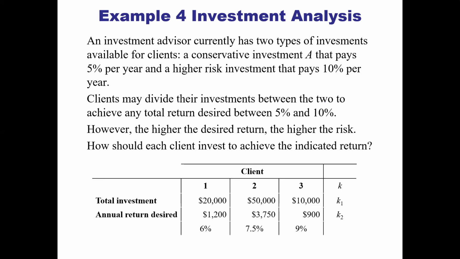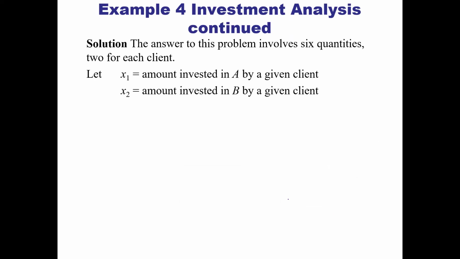So this is going to be the table we're going to look at. The total investment for client one is 20,000, client two is 50,000, and client three is 10,000, and the annual return desired is 1,200, 3,750, and 900. And these are the rates they want. So this is the table we need to start with, making our equations first and then our matrices second.